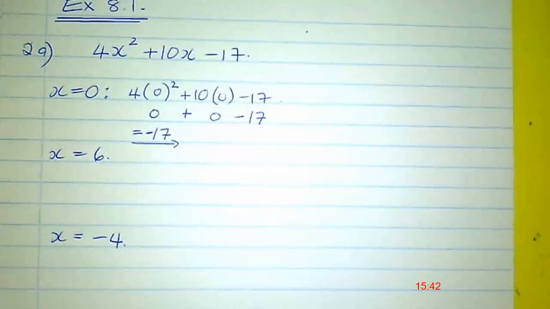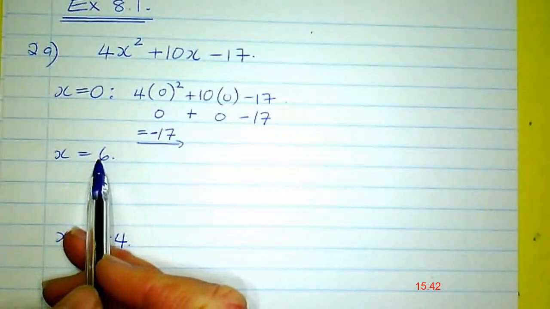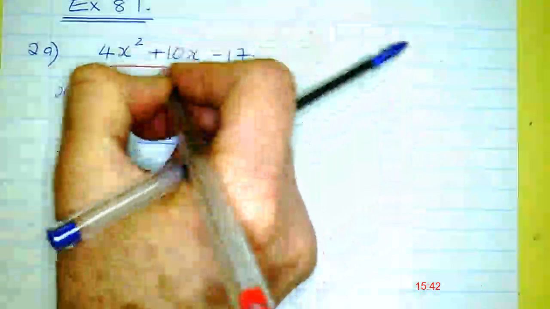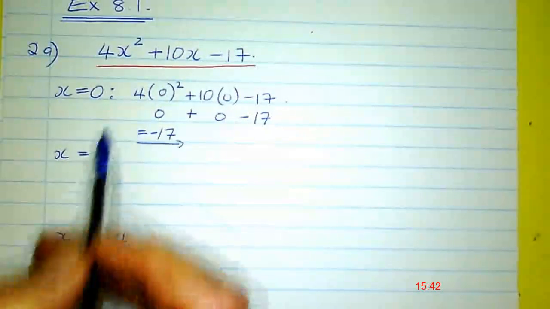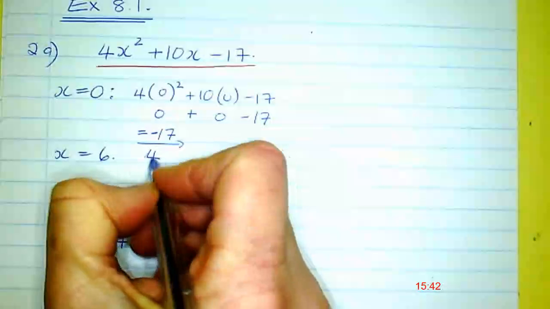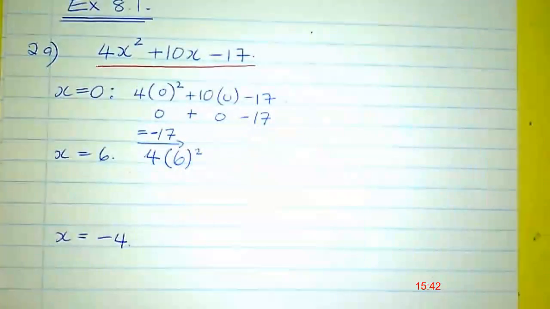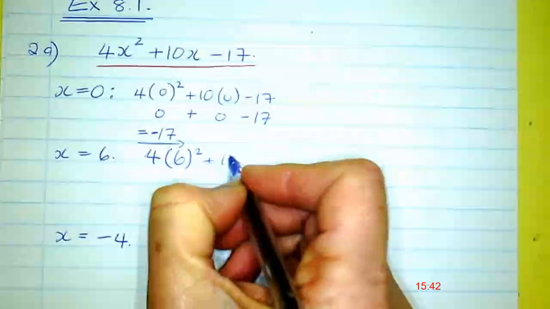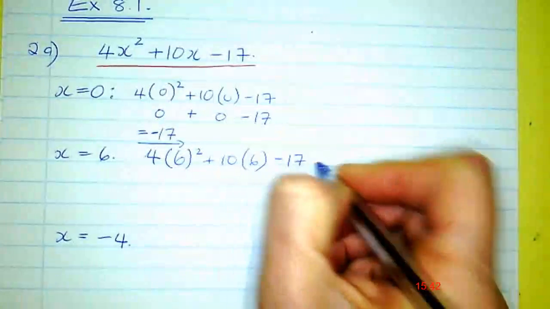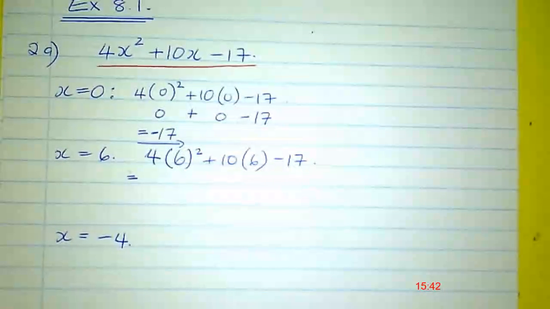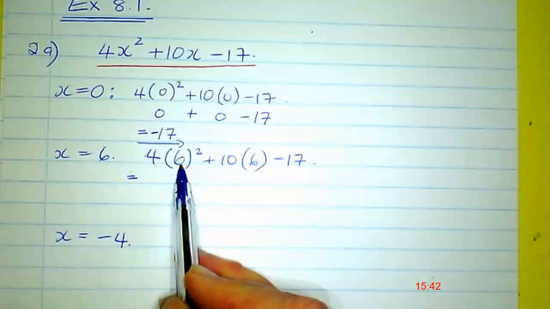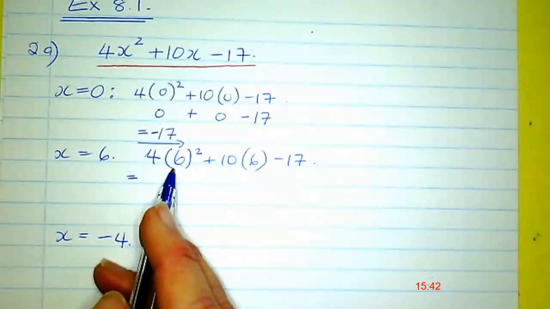Okay. Let's take the same expression now and substitute 6. Okay. So here's our original expression. We're going to take that same original expression and put the 6 in. So I write 4 and then 6 squared. Plus 10 times 6 minus 17. Okay. Now we've got to know what 6 squared is, and 6 squared is 6 times 6, which is 36. Oh, now we've got to do 36 times 4.